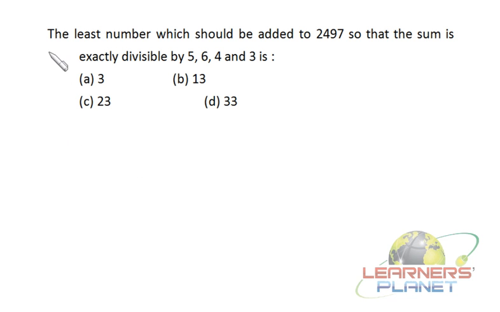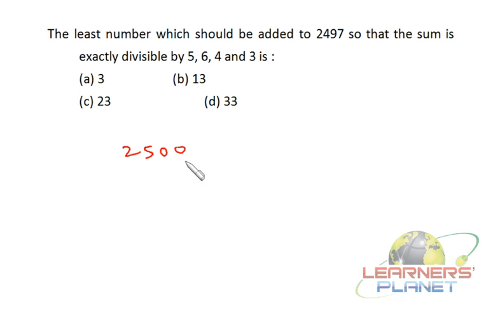Now let's see this problem. The least number which should be added to 2497 so that the sum is exactly divisible by 5, 6, 4 and 3. Friends, let's do this problem by elimination of options. Suppose option A is correct. If we add 3 to 2497, we'll get 2500.